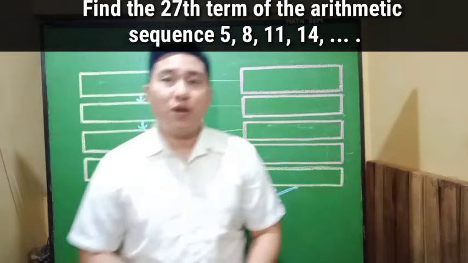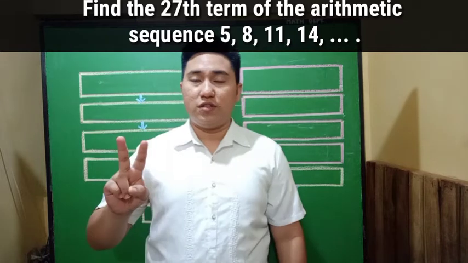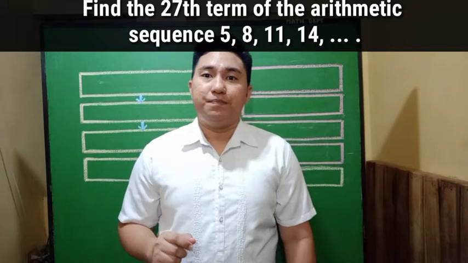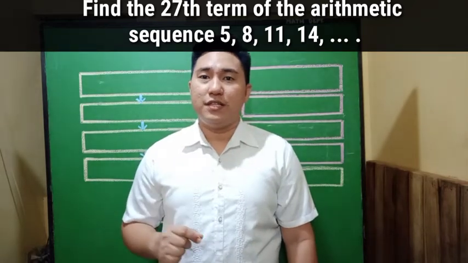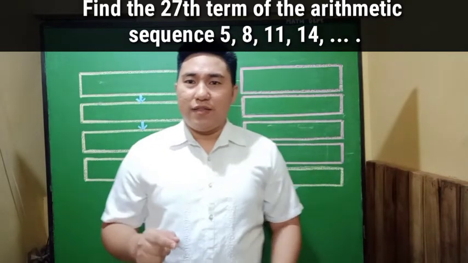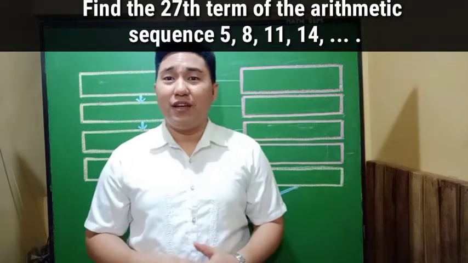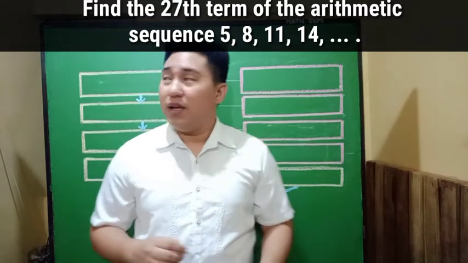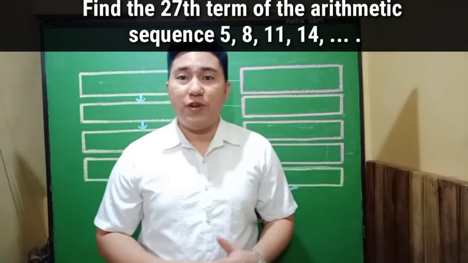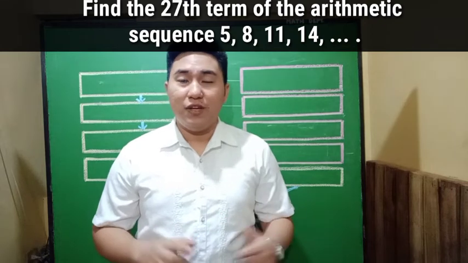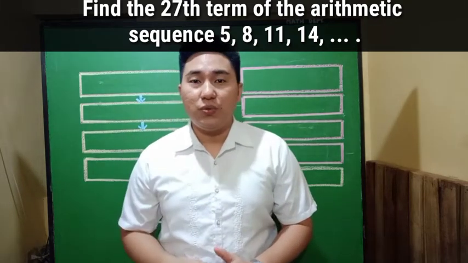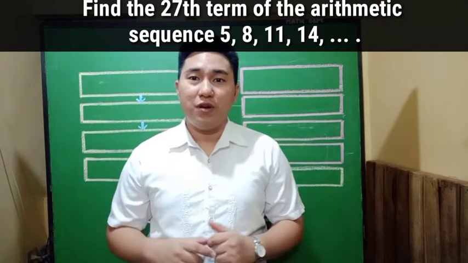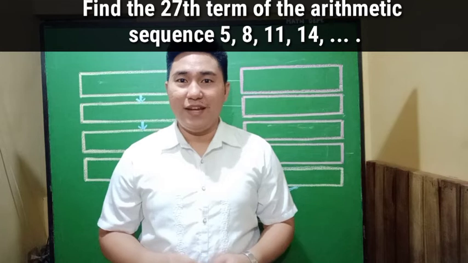In solving this problem, we have two options. The first one: since we already know the constant or the common difference, and it says in the definition that to get the next term, we will simply add the constant. So here, we will continuously add the constant until we arrive at the 27th term. But it takes time. So here, I'll be introducing to you another method on how to get the nth term of an arithmetic sequence. Okay?